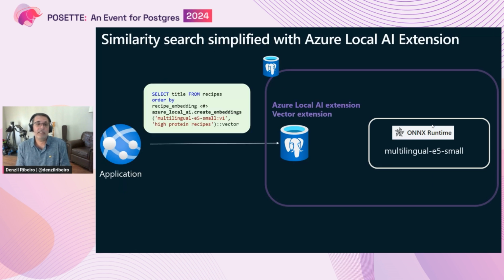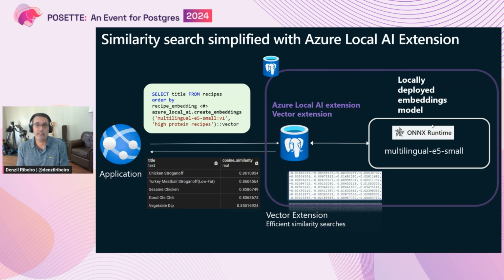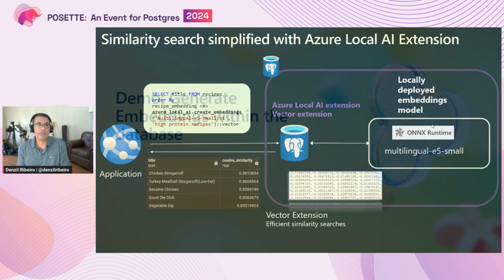The simplified search experience is the same: the semantic search query looking for high protein recipes is passed to the database. It doesn't leave the database. That search string, high protein recipes, goes to the ONNX runtime, returns the vector. Similarity search is done within the database, and the results are returned to the application.